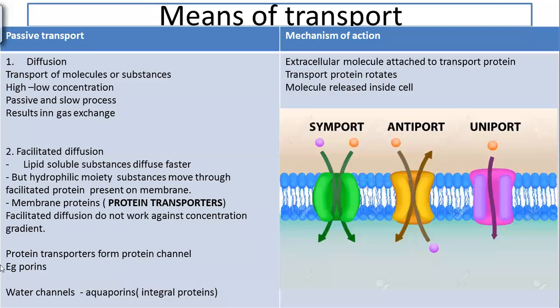Next we'll look at the means of transport, that is, types of transport. Two types of transport are there: one is passive transport and the other is active transport. Passive transport means where diffusion takes place. That means transport of substances from one place to another without any energy is called diffusion. In diffusion, molecules or substances will move from high concentration to low concentration.